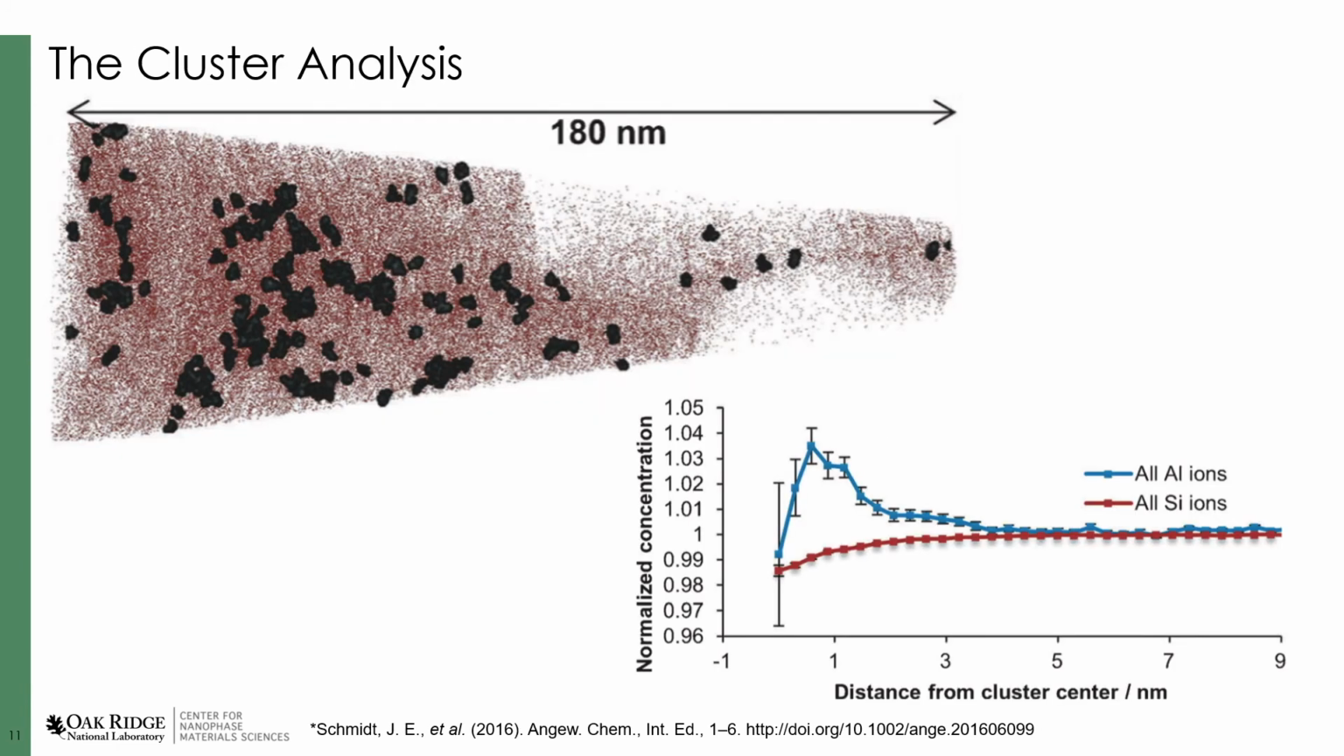When we performed a radial distribution function from the center of these carbon clusters, we found that the carbon clusters are agglomerating around single aluminum atoms. And this is not surprising because the aluminum atoms are the active catalyst sites at the atomic level.